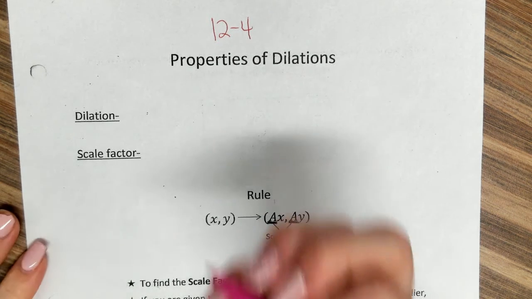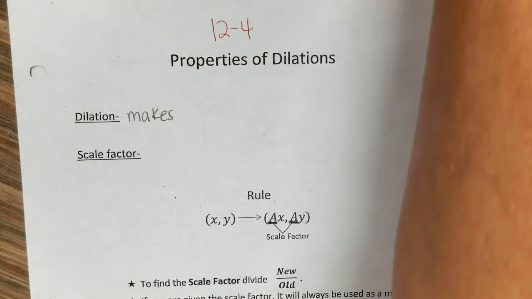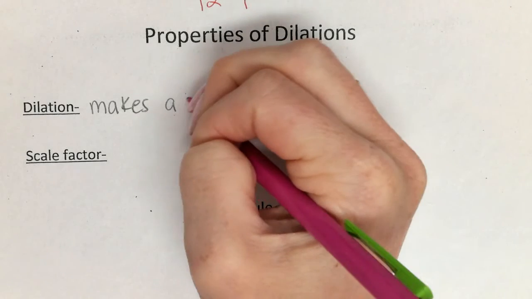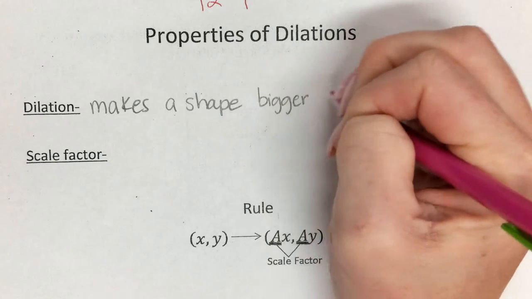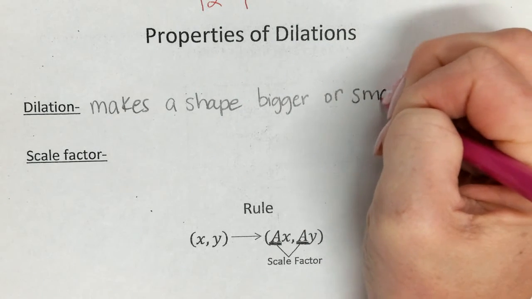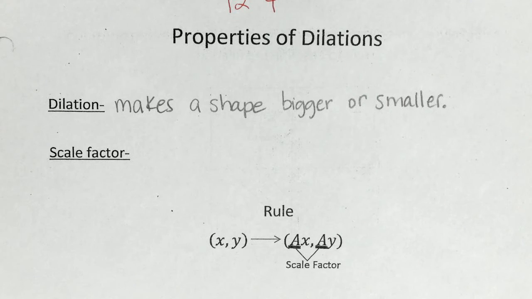A dilation makes a shape, write this down, makes a shape bigger or smaller. A dilation makes a shape bigger or smaller. But the shape will still be proportional. So if you start with a square, it's still going to be a square. It's just going to be bigger or smaller.